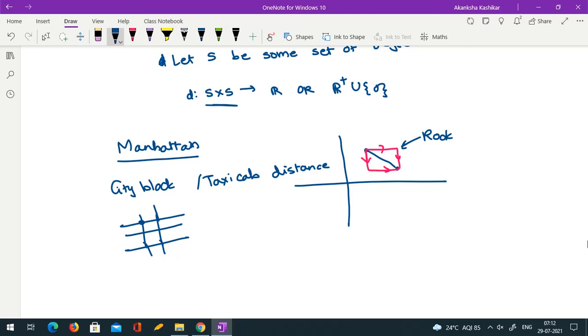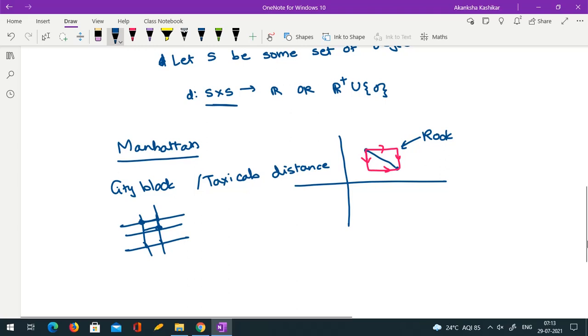Why city block? Because if you assume a city which has roads only at 90 degrees, then this is how you will have to travel between two places. You can't travel diagonally, because the road structure is like this. If you want to reach from here to here, you have to go this way first and then this way, or this way first and then this way. Hence it is called city block distance or taxi cab distance. Again, the same assumption: you need a proper road for a taxi.